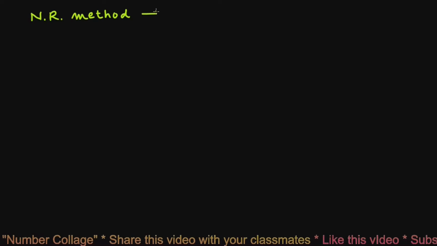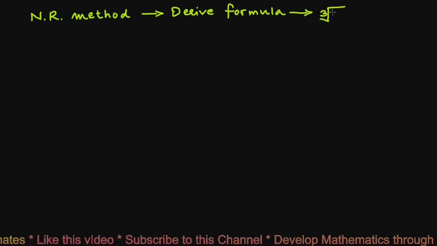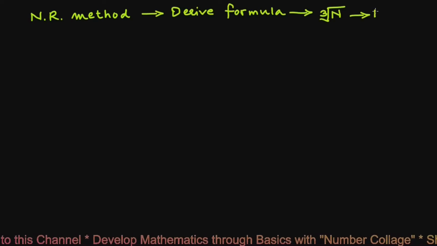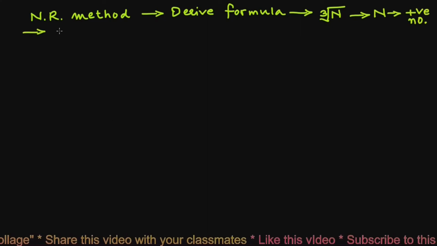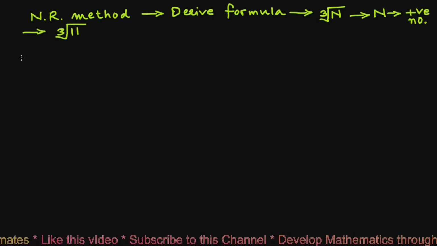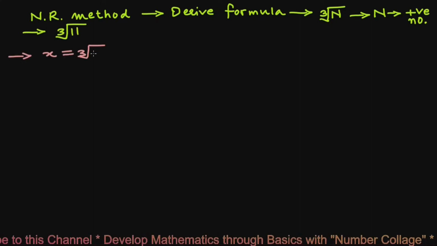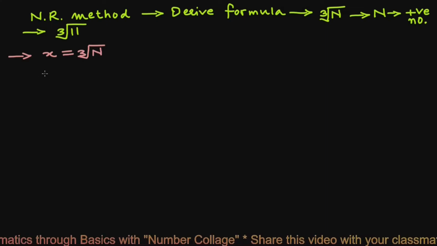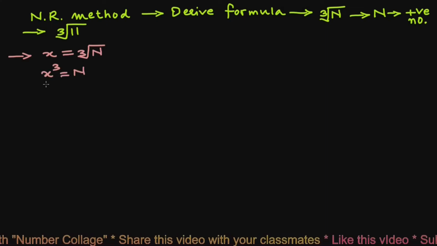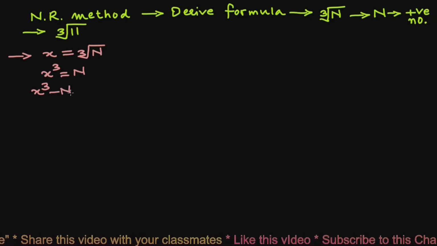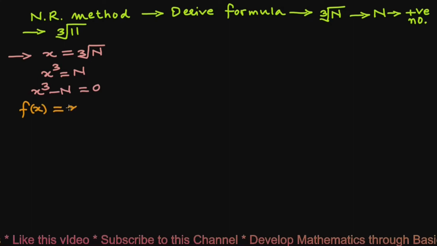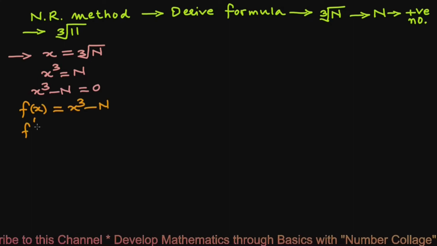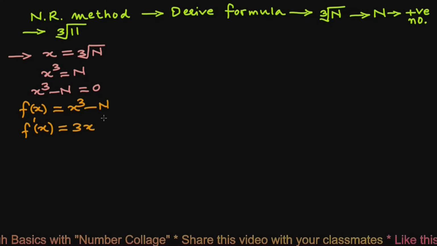We will use Newton Raphson method to derive a formula to calculate cube root of n, where n is a positive number. And with this formula we have to calculate cube root of 11. We will start by assuming x equals cube root of n. By taking cube we get x cube equals n. We write x cube minus n equals 0. Here we get f of x equals x cube minus n and f dash x equals 3x square.